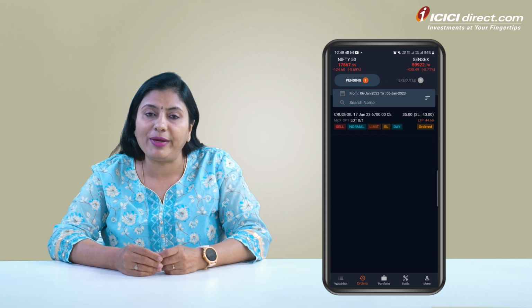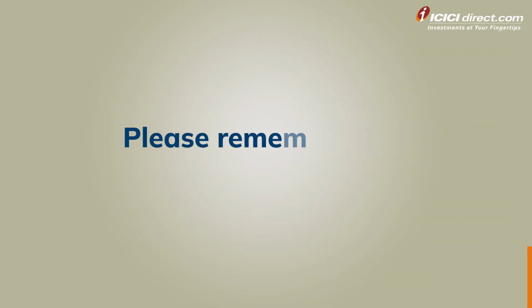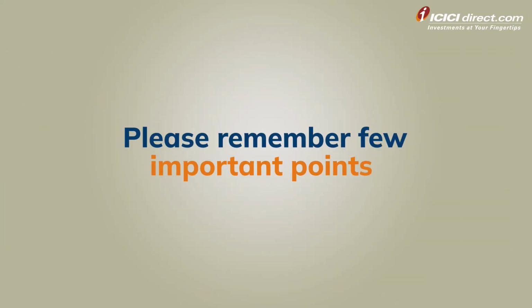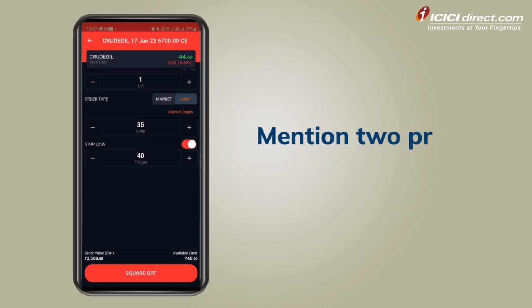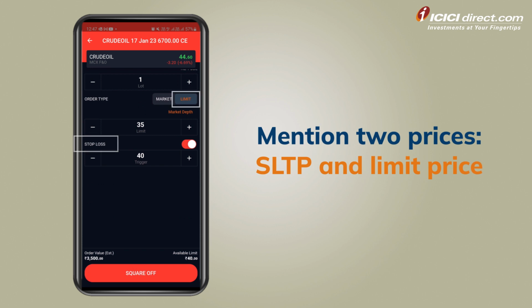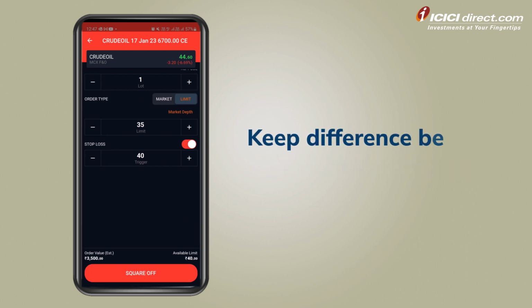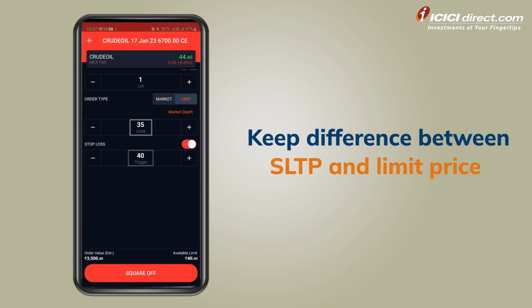In other words, in case crude oil option price goes below 40, then your sell order of 35 will be activated at the exchange and will be executed at the best available price. Please remember these few important points. In stop-loss order, you need to mention two prices, stop-loss trigger price and limit price, and maintain sufficient difference between stop-loss trigger price and limit price basis the liquidity in the respective contracts.